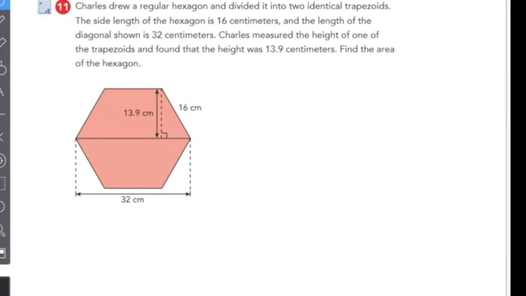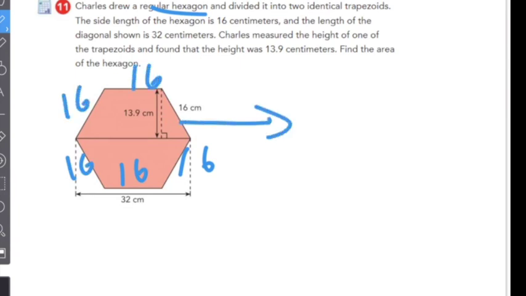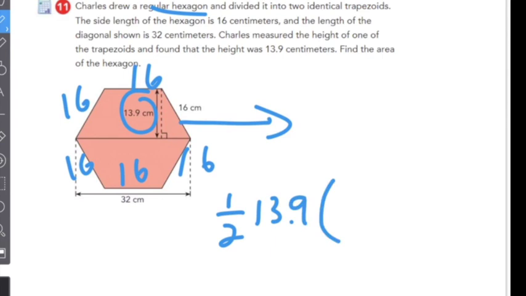Okay, so for number 11, what I need to do is find the area of this entire hexagon. They broke it up into 2 trapezoids. A couple of things that you need to know is that it's a regular hexagon because it tells you up here. So that means each side is 16. So I'm just going to write 16 there. Now I have enough information to help me. The first trapezoid would be 1/2 times the height they give me, which is 13.9, times B1, which is 16, plus right here is B2, and they tell me that's 32.